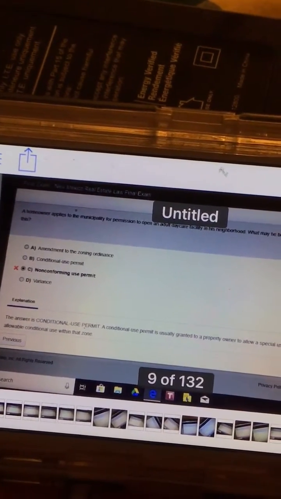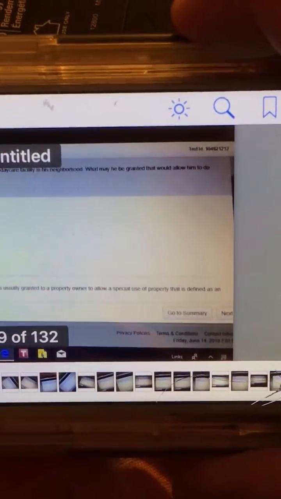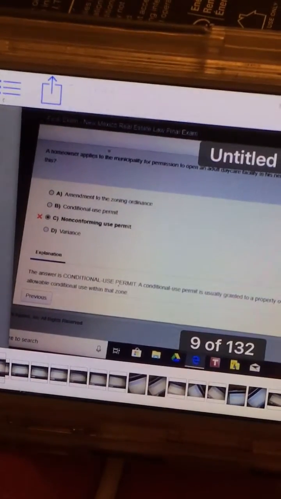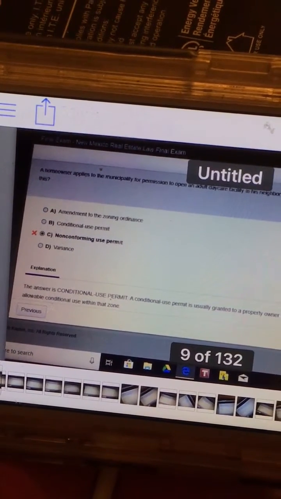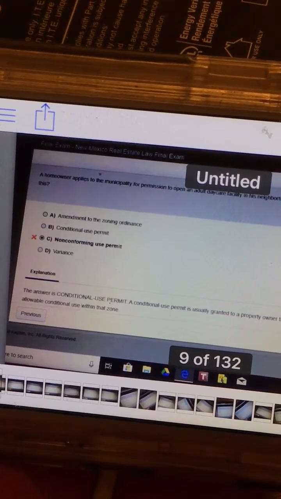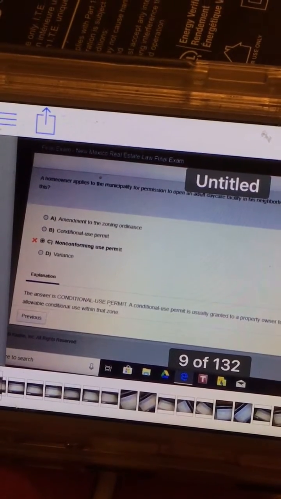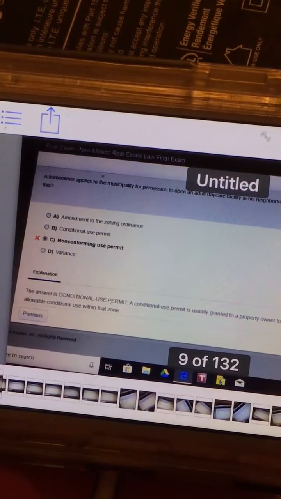A homeowner applies to the municipality for permission to open an adult daycare facility in his neighborhood. What may he be granted that would allow him to do this? A, amendment to the zoning ordinance, B, conditional use permit, C, non-conforming use permit, or D, variance?